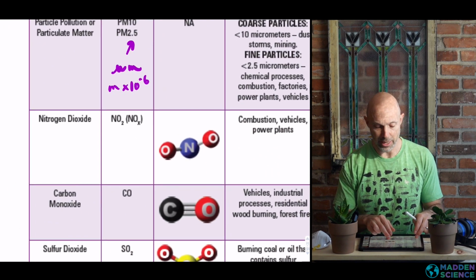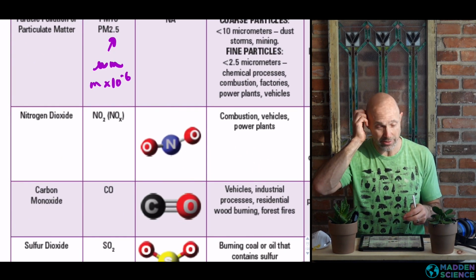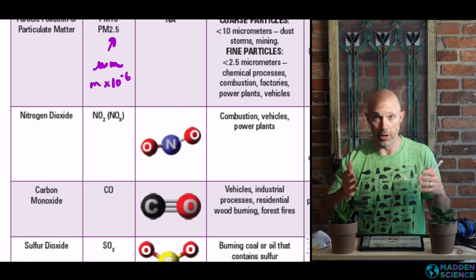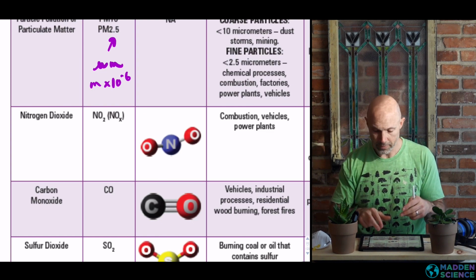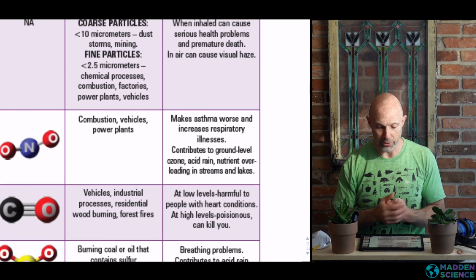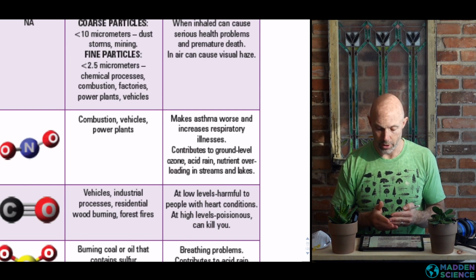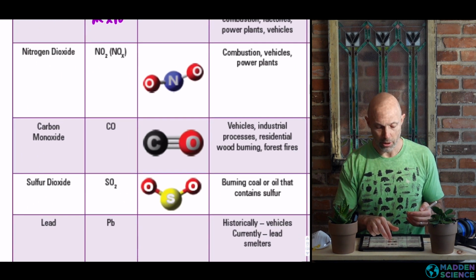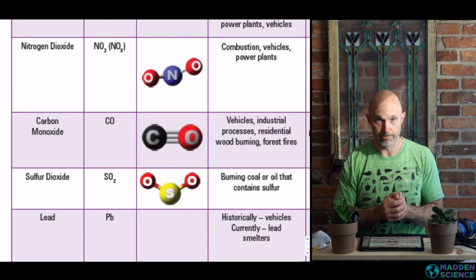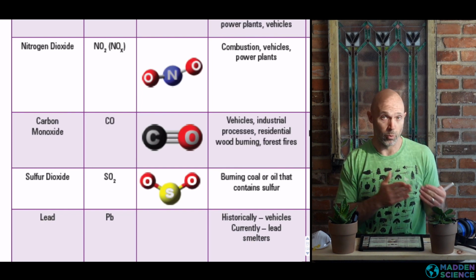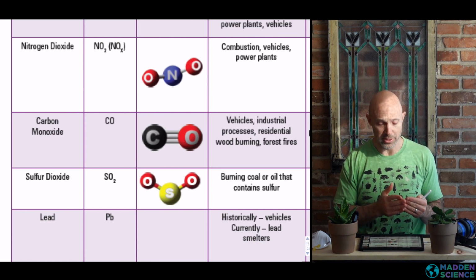If we skip next to nitrogen dioxide or NOx gases, the X means you could have NO, NO2, NO3. Primarily from combustion, vehicles, power plants. Asthma is worse, contributes to ground level ozone and acid rain. Carbon monoxide, not to be confused with carbon dioxide, so it's one oxygen along with one carbon, so CO as opposed to CO2.